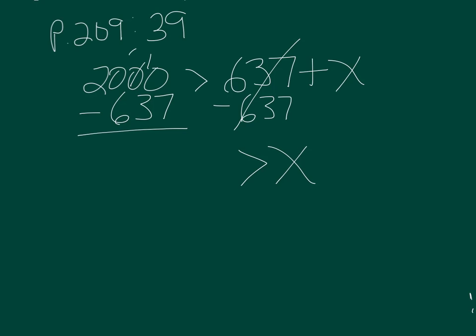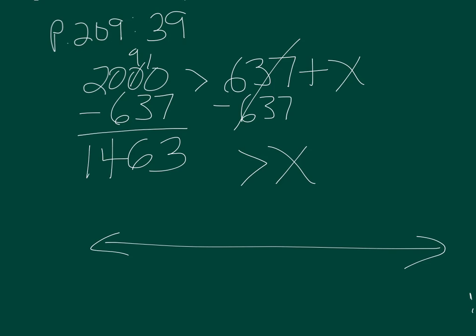So we're going to go ahead and have a 9 here. 10 minus 7 is 3, 9 minus 3 is 6, and 20 minus 6 is 14. So this tells us that we have $1,463 max that we could spend. So if we graphed this, we would have 1463, open circle or closed circle? Open circle, right? Because we have a less than, not an equal. And open circle, and we'll point to the left because we have to be under 1463. Okay? All right, let's go to the next problem.